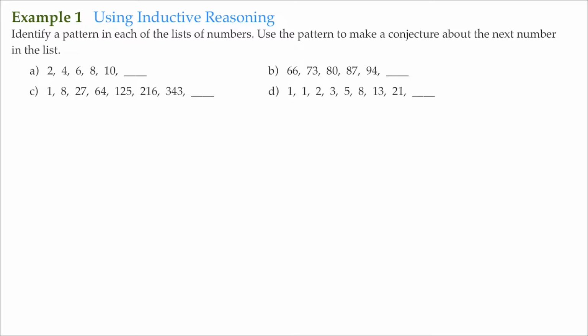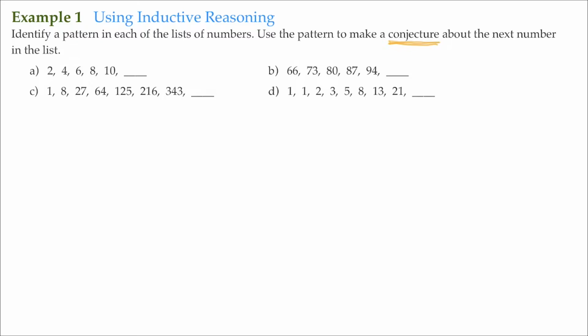So for this example, we're going to be using inductive reasoning, and inductive reasoning is a formal name for one type of logical thinking. It's where a body of observations are synthesized to come up with a general principle. So this says, identify a pattern in each of the lists of numbers. Use the pattern to make a conjecture about the next number in the list. So I just want to point out here a conjecture. A conjecture really is just an educated guess about something that we believe is occurring.